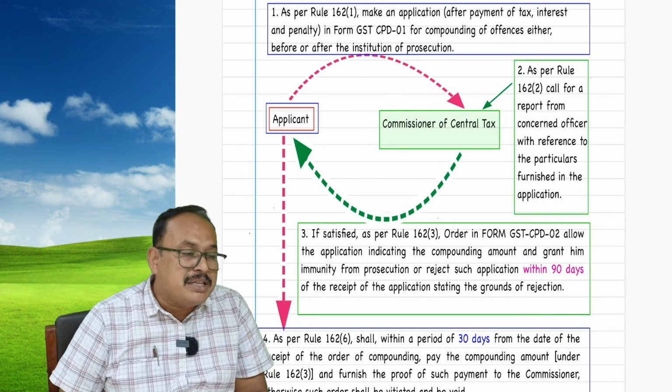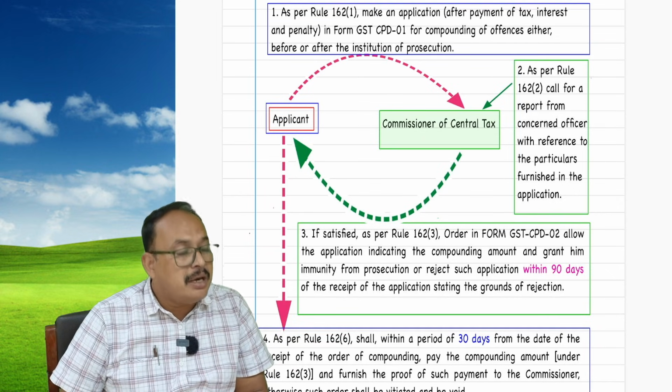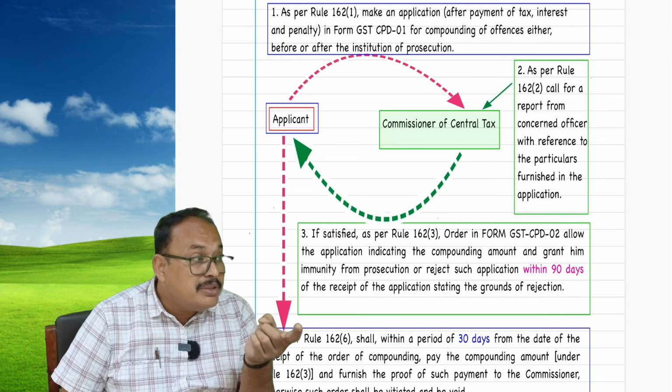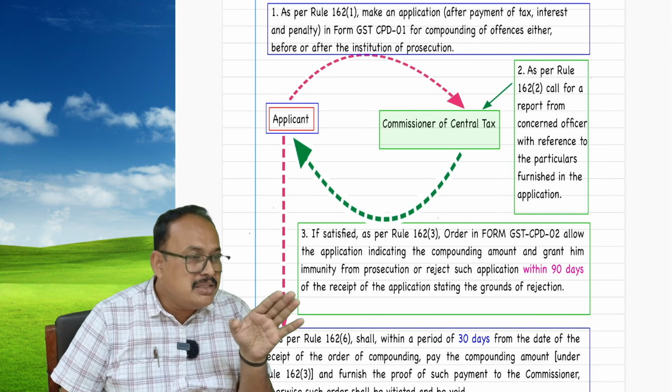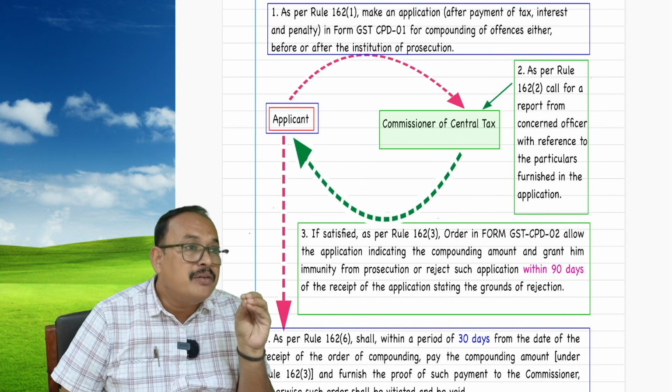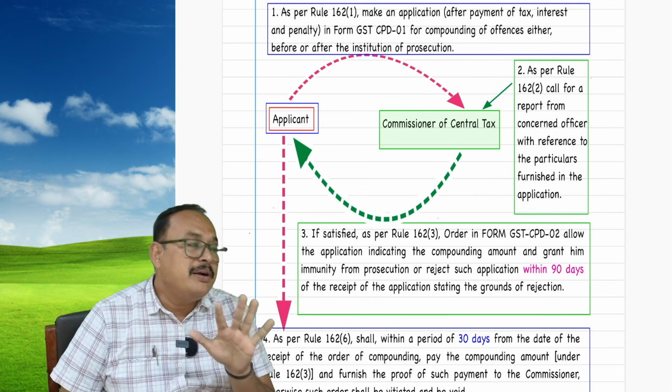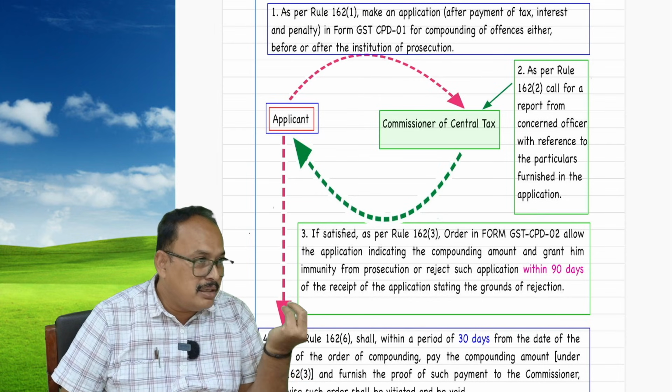This compounding is possible at the time of a show cause notice, after the order is passed, or when the court has taken up the case for hearing before judgment. Once the order of the court has been issued, you cannot go for compounding. Compounding is not possible a second time or third time.